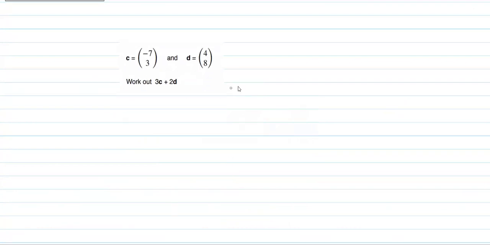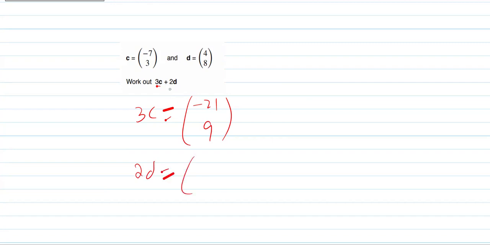If this is C and this is D, and you have to work out 3C plus 2D. First of all, I have to find 3C because I want to work out 3C plus 2D. So what will be 3C? For 3C, both components of the C vector I will multiply with 3. So it will be (-21, 9). Now in the same way, I need 2D. How will I get 2D? 2 will be multiplied with both components. So it will become (8, 16).